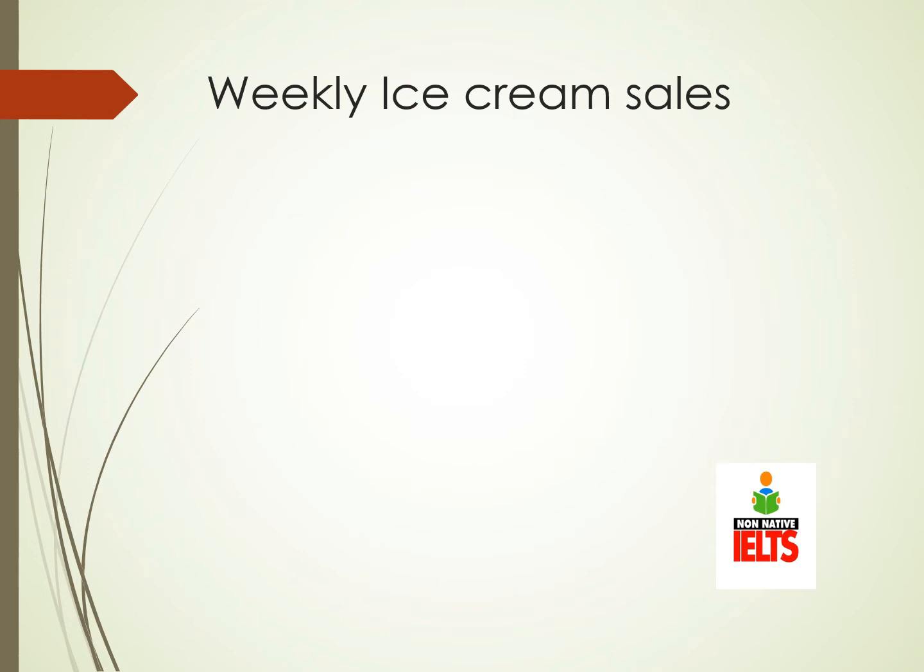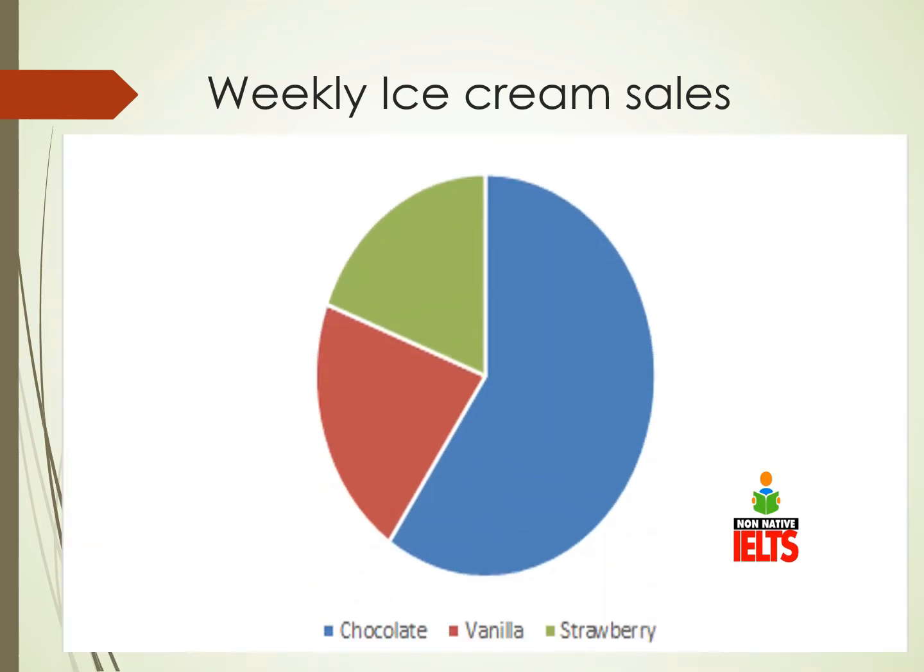So, our first example is weekly ice cream sales. Let's look at the chart carefully. It's a pie chart actually. Chocolate, vanilla, strawberry. It's divided into 3 parts. Remember, a pie chart always consists of 100%.